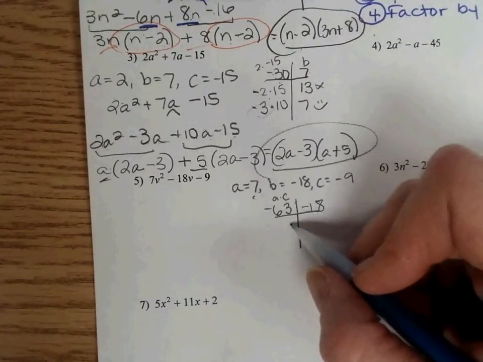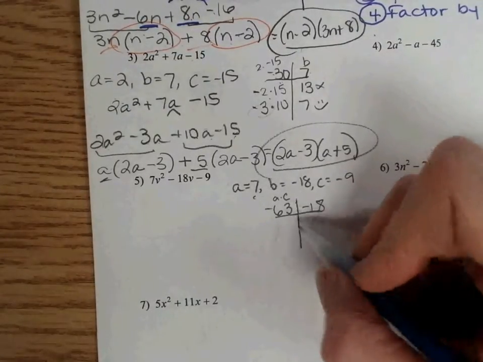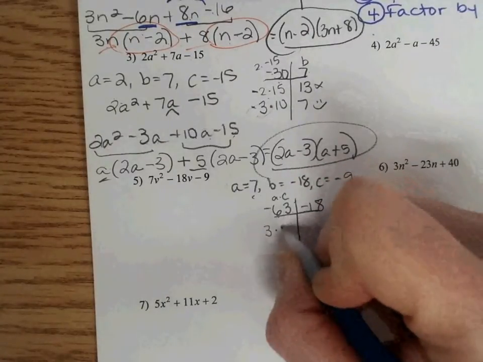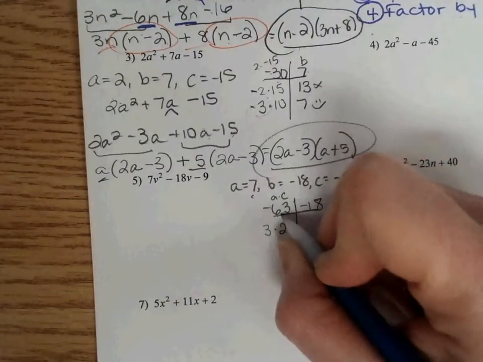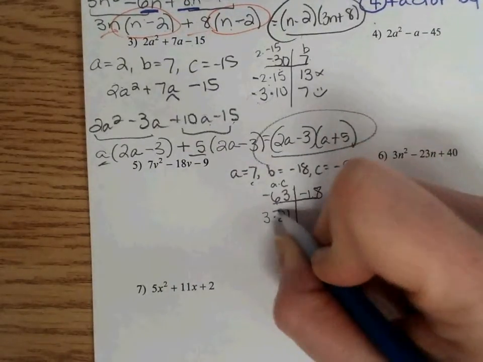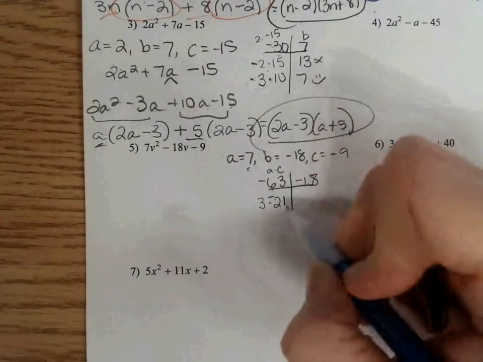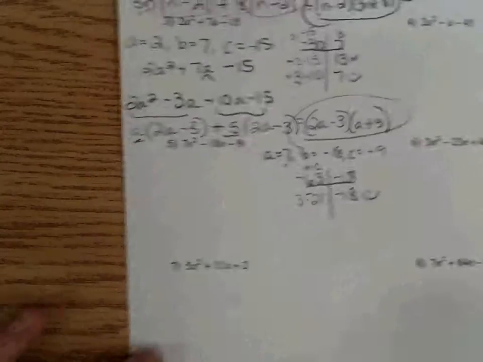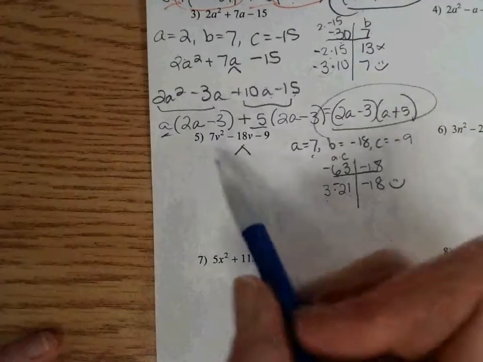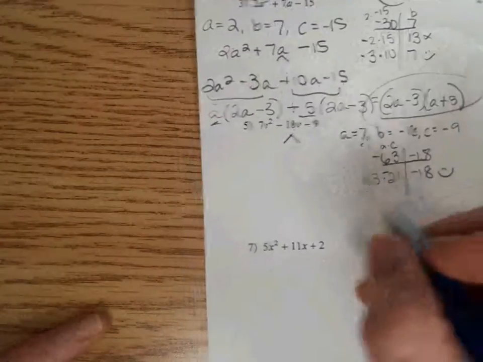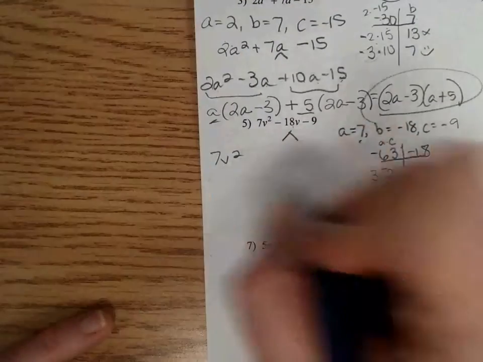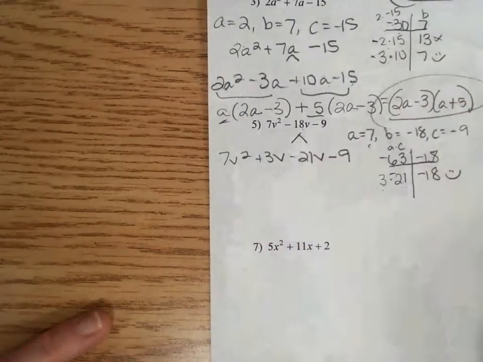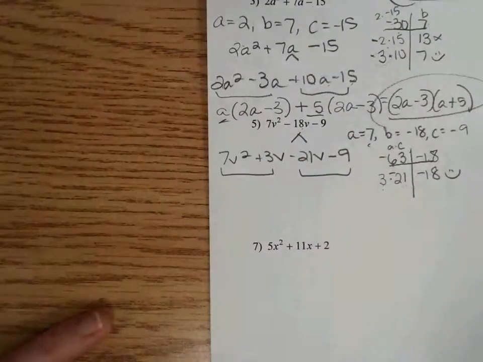Two numbers that multiply to get negative 63. So I know 3 goes into that. So 3 goes in 2 times and 1 times, so 21. They multiply to get a negative, add to get a negative, so that means my bigger number has to be negative. 3 plus negative 21, and that is negative 18. That worked out. Now I'm splitting my middle. My b term is now going to become 2 terms. So 7v squared plus 3v minus 21v minus 9.